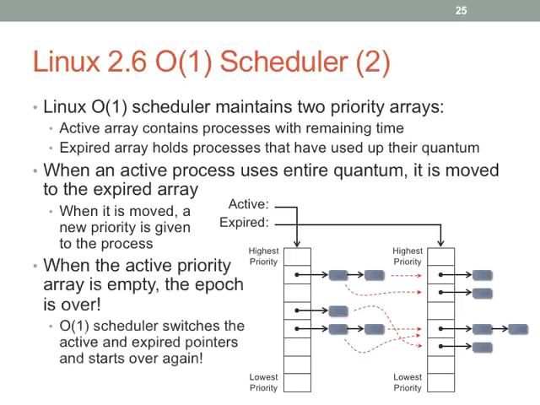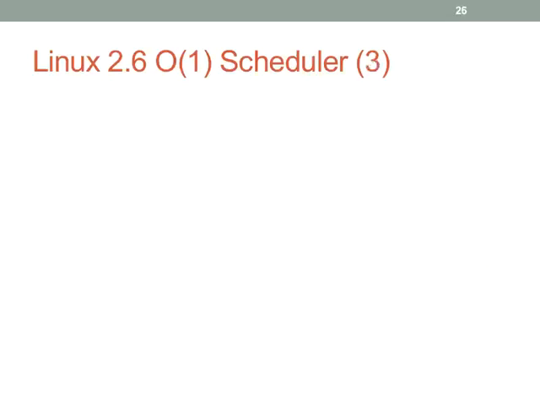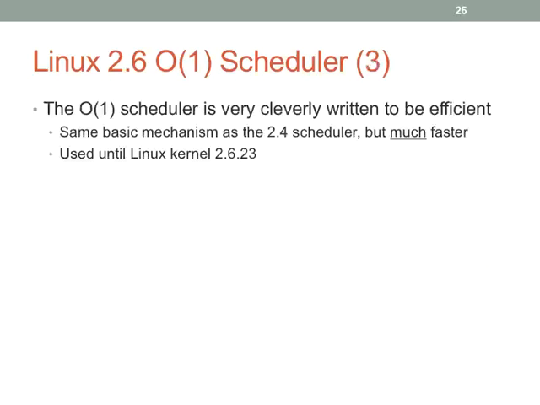When the active priority array is empty, our bitmap becomes 0, and then we know that our current epoch is over and it's time to switch to the new priority array that we just built out. Because now expired becomes active, active becomes expired, and off you go. So, same approach as Linux 2.4, but written in a much more intelligent way.